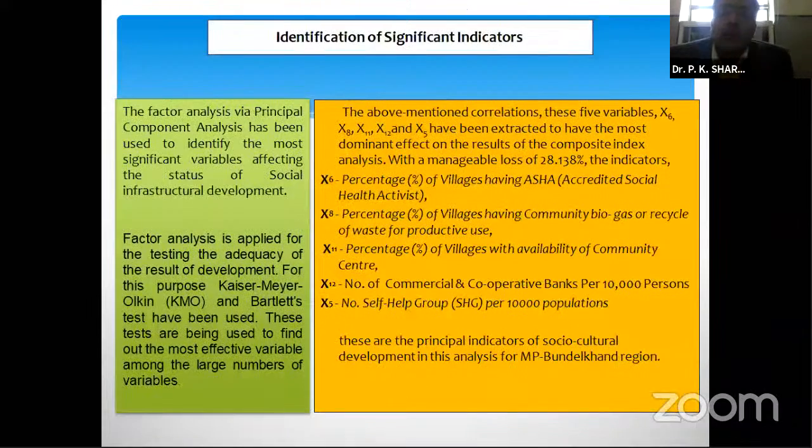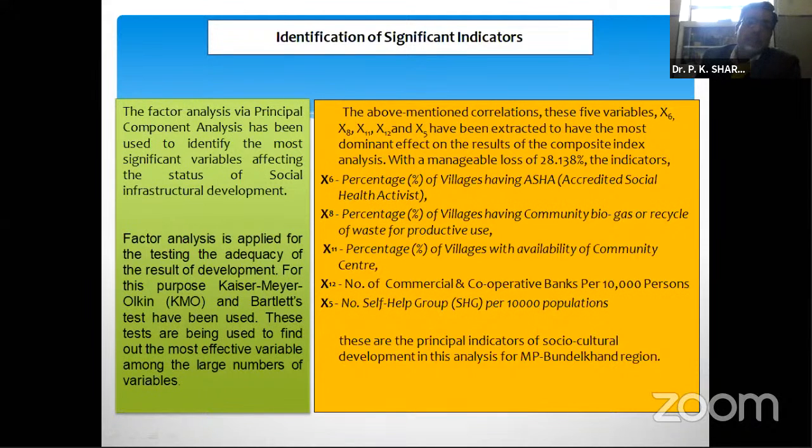And to identify the most significant indicators among the 12 indicators I have taken, I have used the composite principal component analysis to identify the significant variables affecting the status of socio-infrastructure development. Factor analysis is applied for testing the adequacy of the result of development. For this purpose, KMO and Bartlett tests have been used. These tests have been used to find out the most effective variables among the large number of variables.